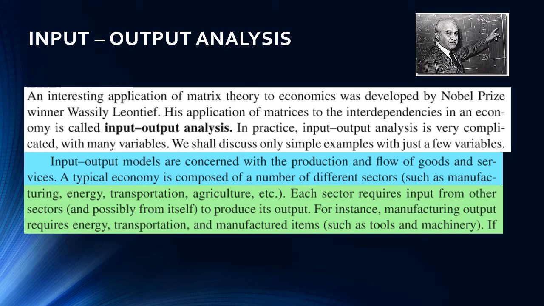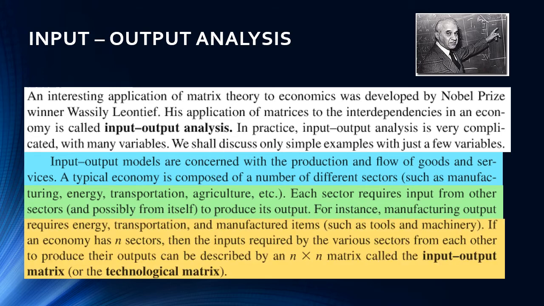Each sector requires input from other sectors and possibly from itself to produce its output. Again, if we use the corn, we're going to have to save some of the seeds from the corn for the following growing season. For instance, manufacturing output requires energy, transportation, and manufactured items such as tools and machinery.